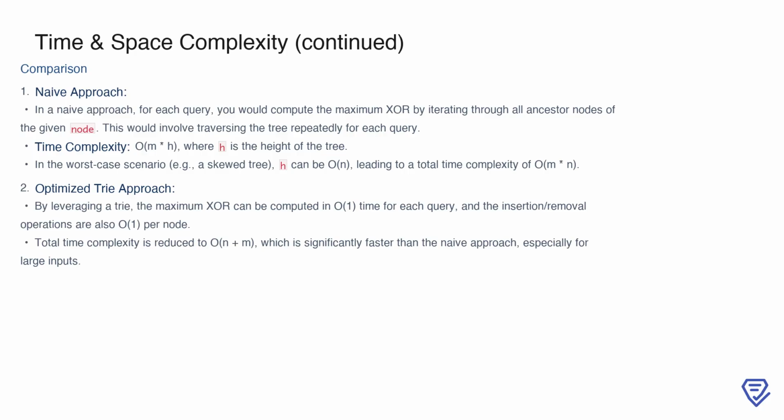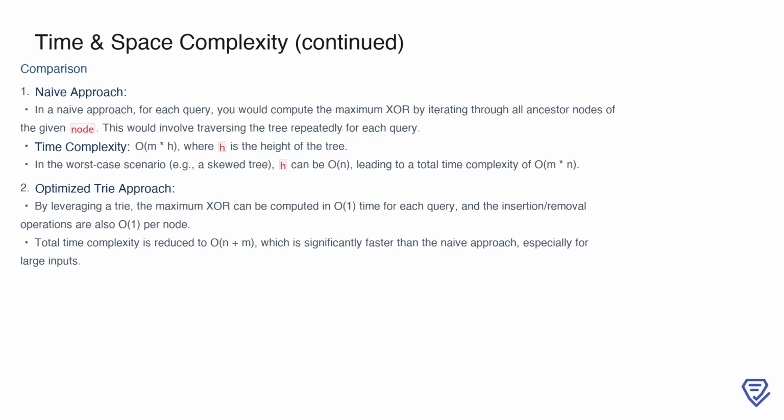In a naive approach, for each query, you would compute the maximum XOR by traversing all the ancestor nodes of the given node. This repetitive traversal of the tree for each query leads to a time complexity of O(m*h), where h is the height of the tree. In the worst case, such as with a skewed tree, h can be as large as n, resulting in a total time complexity of O(m*n).